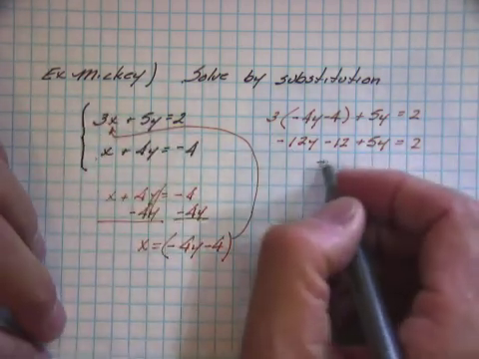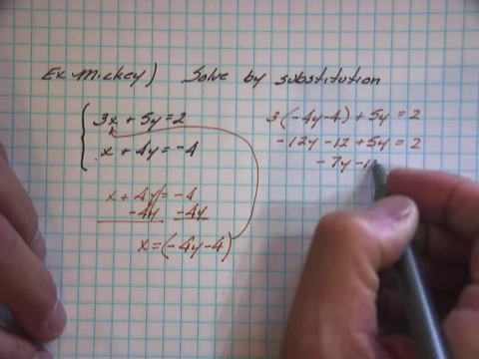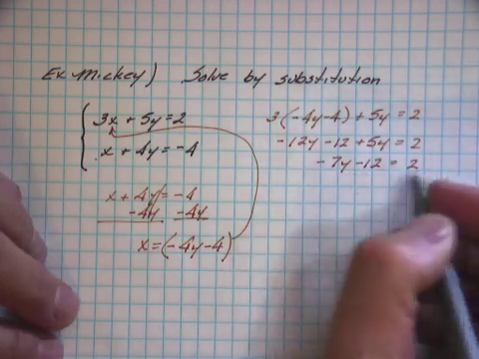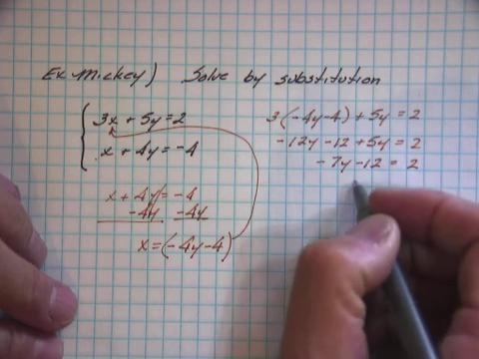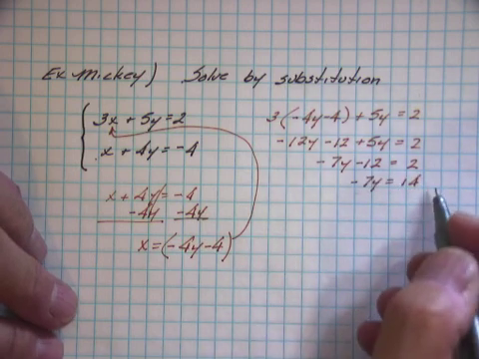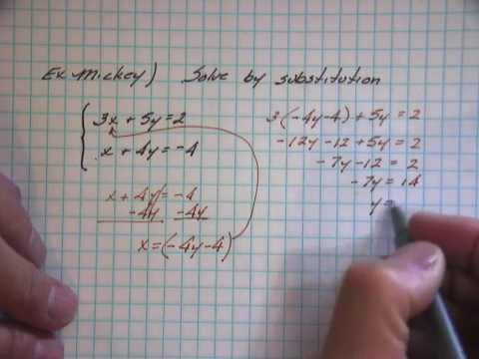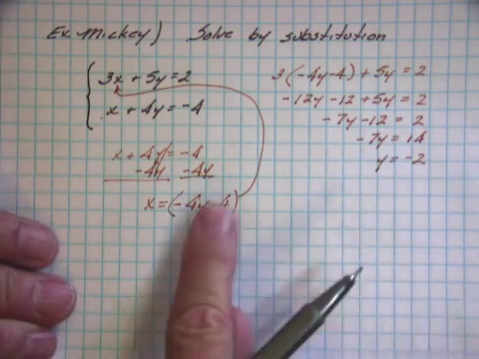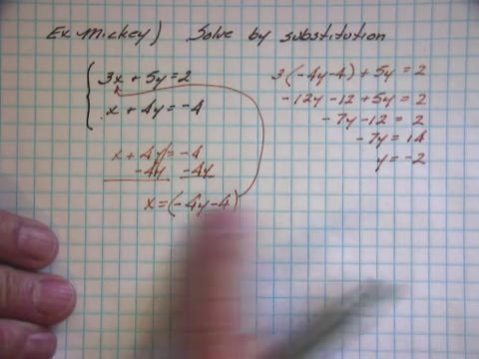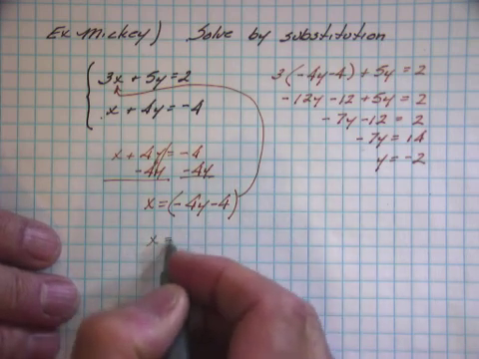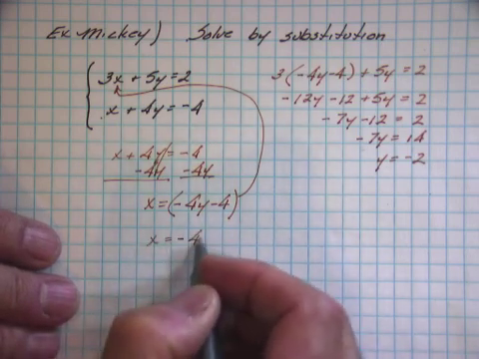So this becomes -12y minus 12 plus 5y equals 2. We're going to combine the like terms. -7y minus 12 equals 2. We're going to add 12 to both sides. So we get -7y equals 14. Divide both sides by -7, and y equals -2. Okay, so there's my y value.